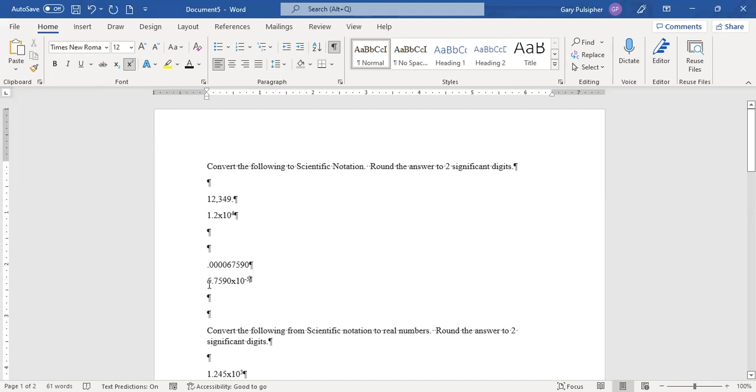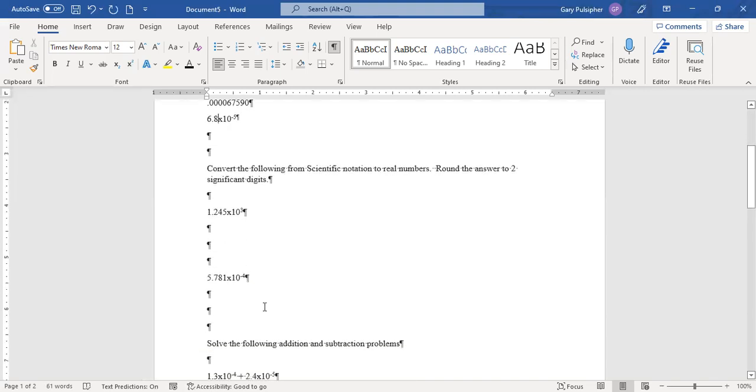Now I have to round. So the 7 is the second significant digit. I'm going to round that one, and I'm going to look at the number behind it to see what to do. The number is 5. A 5 tells it to go up. So it becomes 6.8. Get rid of the rest of those, right? 6.8 times 10 to the -5th.